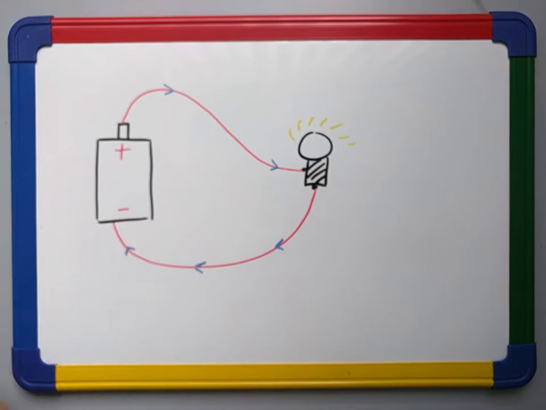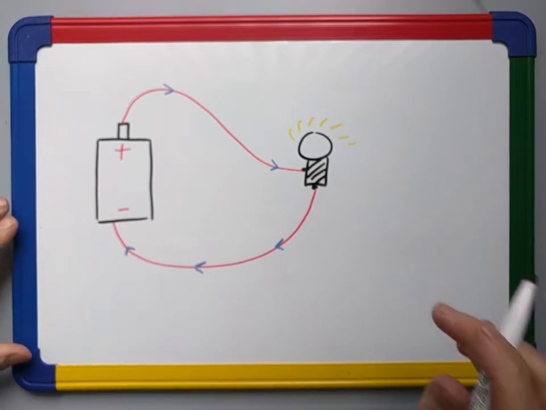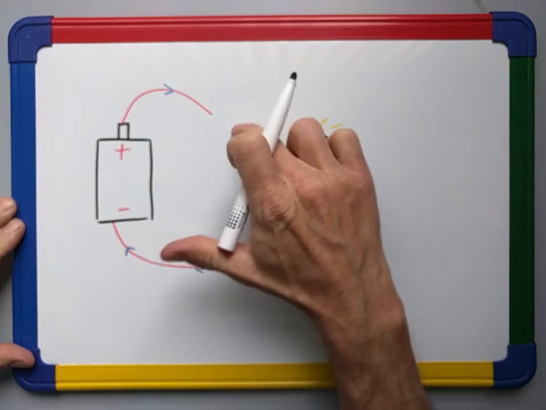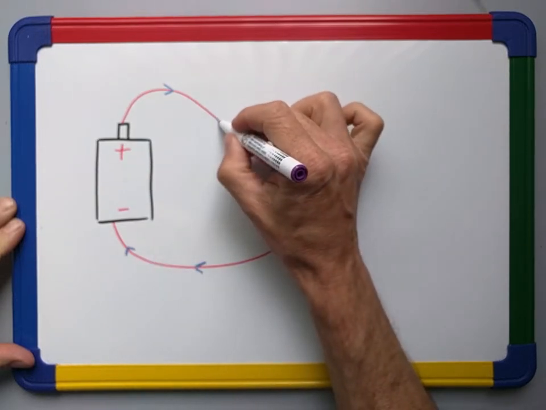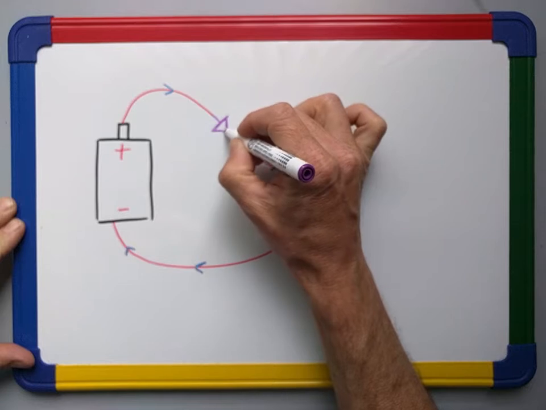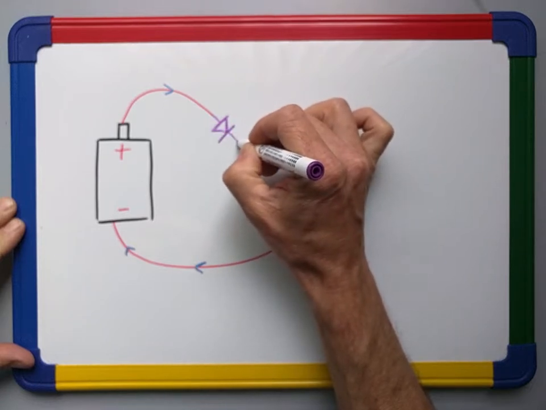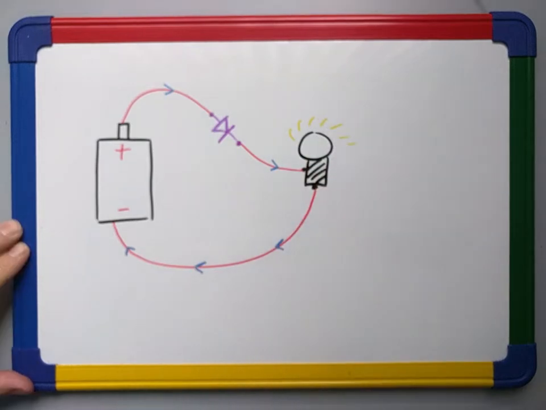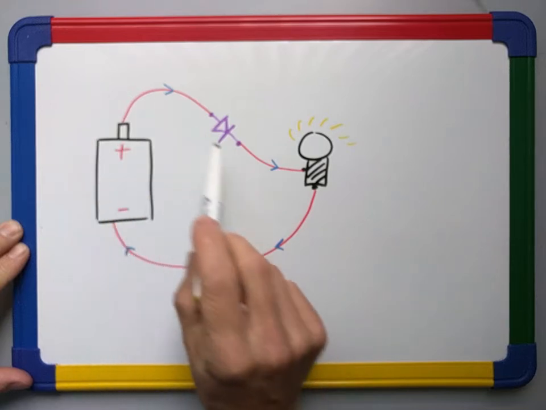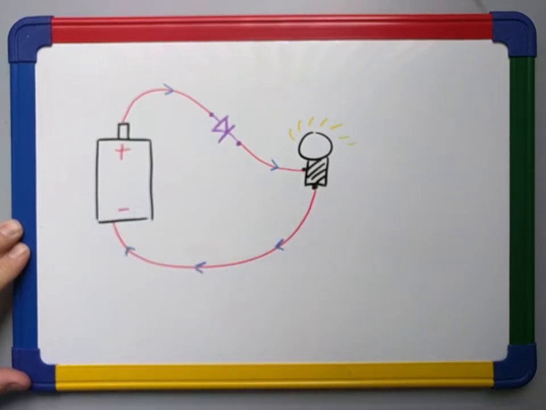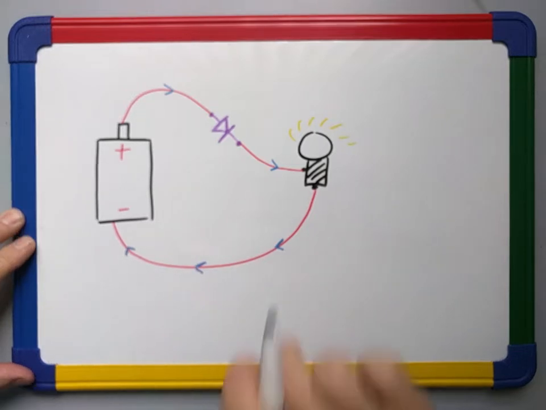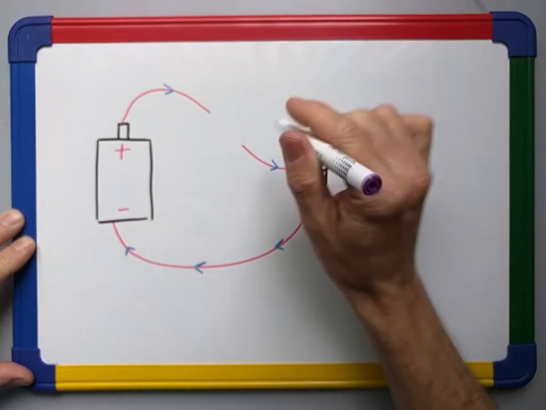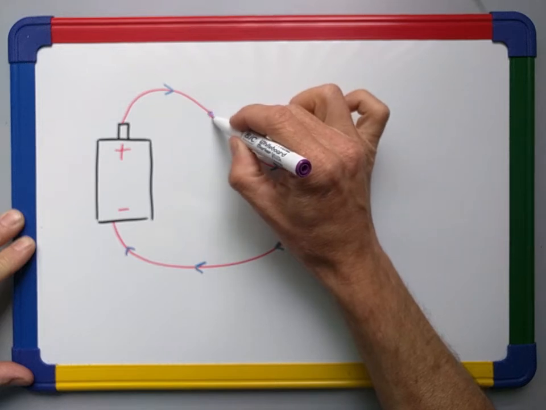So let's say that we put a diode into this circuit. We'll just break this circuit momentarily and we'll put in our diode. The question is, what happens now that we've put a diode in the circuit in line with the bulb? And the answer here is not much. The bulb pretty much still lights up as it did before. So let's take a look at what happens if we drop the diode in the opposite direction.